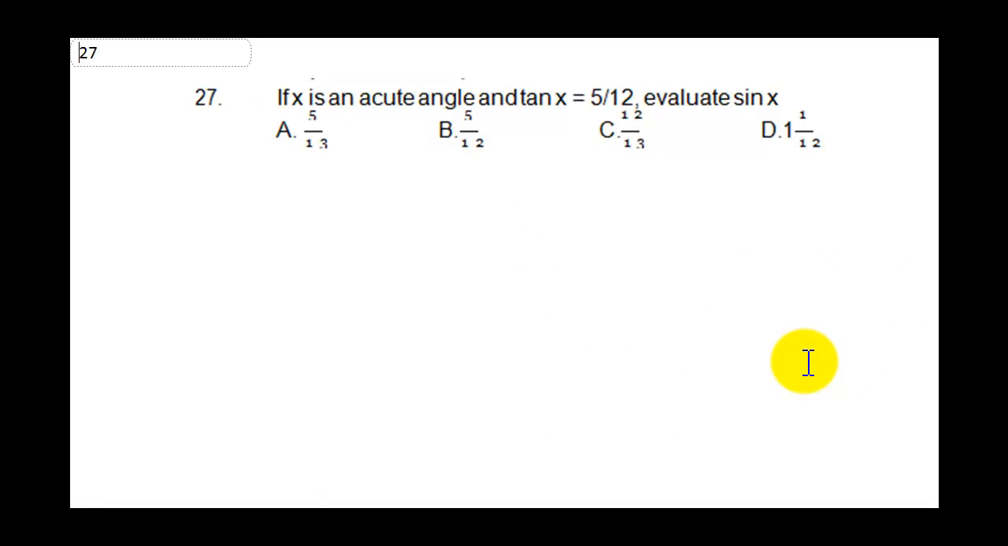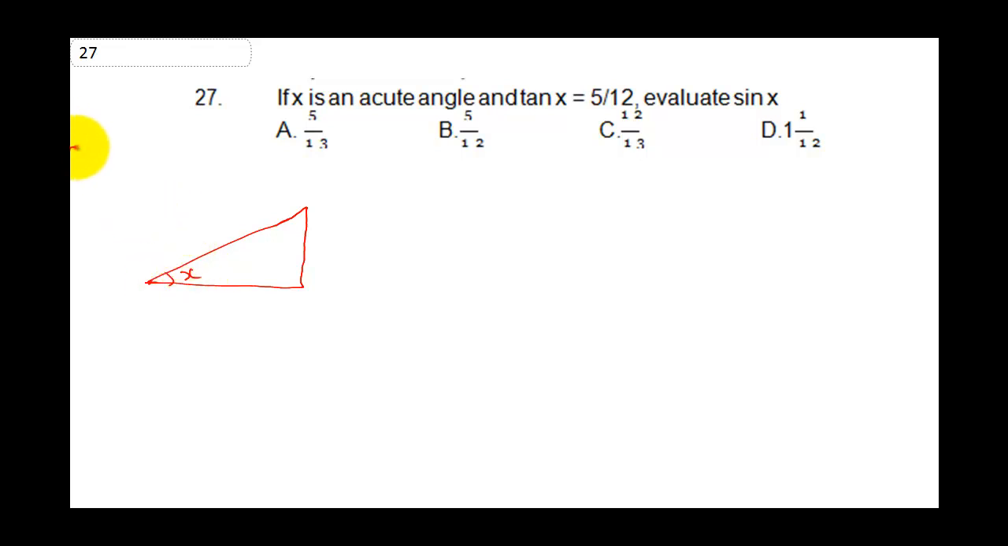Now, 27 says if x is an acute angle and tan x is equal to 5/12, evaluate sine x. Okay, so it says x is an acute angle. Now, let's draw our triangle. So let's say this is our x. Remember, an acute angle is an angle lesser than 90 degrees.